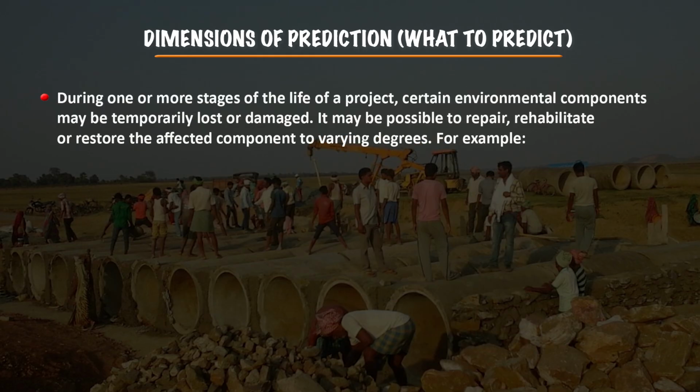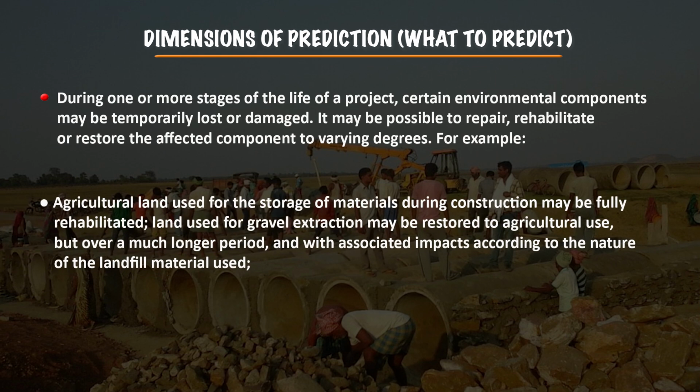During one or more stages of the life of a project, certain environmental components may be temporarily lost, or sometimes damaged. So it may be possible to repair, rehabilitate or restore the affected component to varying degrees, because there should not be any loss. For example, agricultural land used for the storage of materials during construction may be fully rehabilitated, and land used for gravel extraction may also be restored to agricultural use.